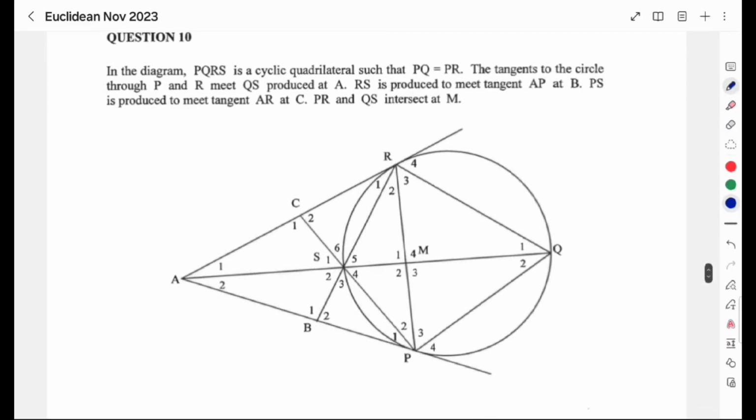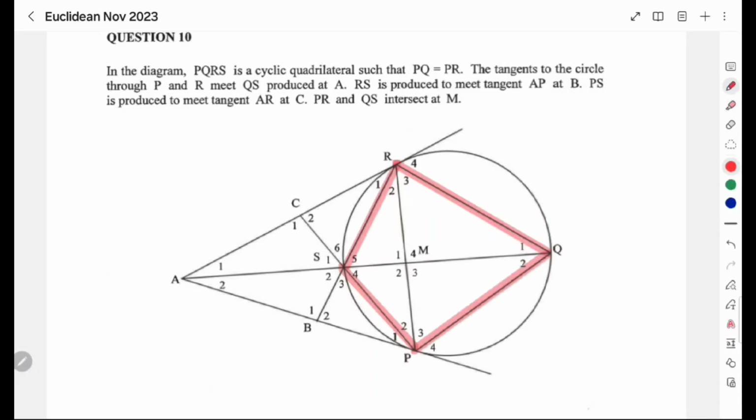Next, let us have a look at question 10. Now, question 10 states, in the diagram, PQRS is a cyclic quadrilateral. So, P, Q, R, and S is a cyclic quadrilateral.